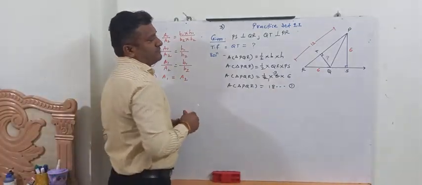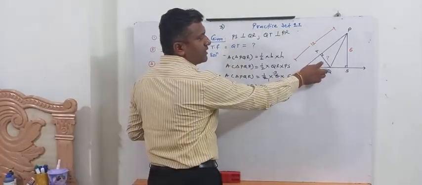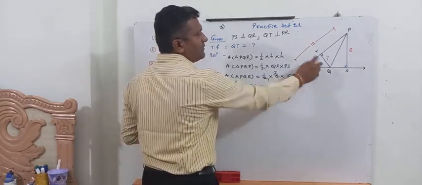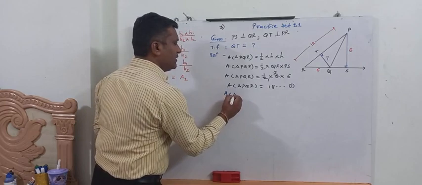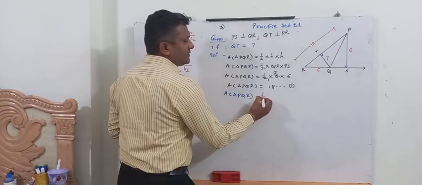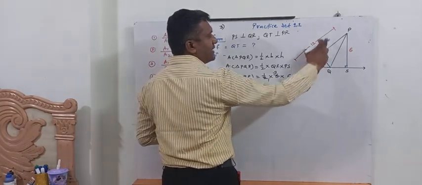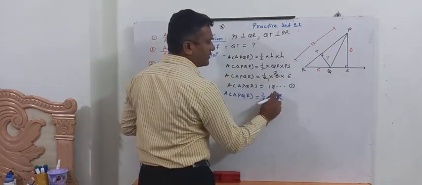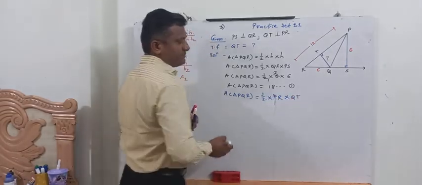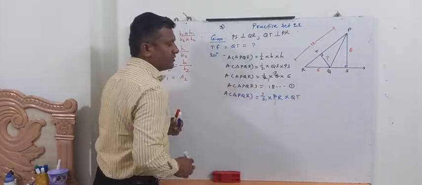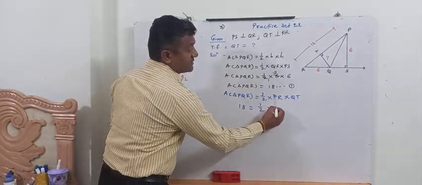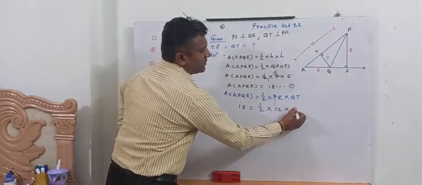Now look at, in the same triangle there is one more height and base given. So now consider that base and height because you want to find QT. So now area of triangle again PQR equals, what is the base for that? If QT is height, PR is the base for us. Got it? And height is QT. Now what is the area of triangle PQR? You got it? 18 equals half into PR is given 12 and QT here to find out.